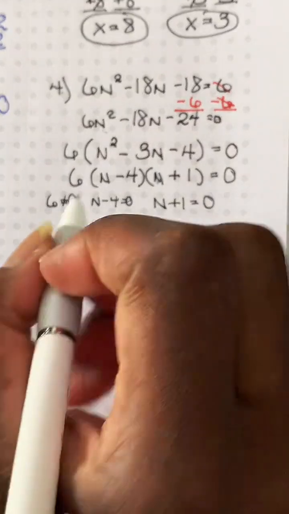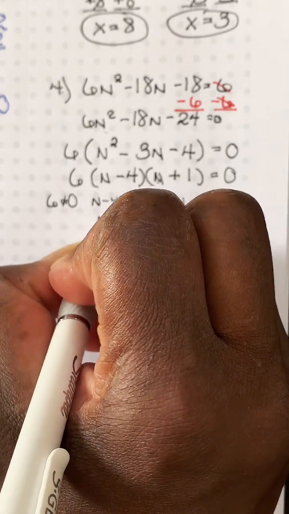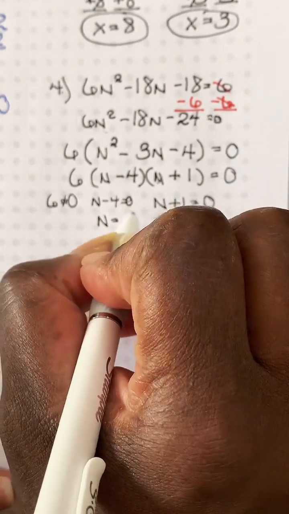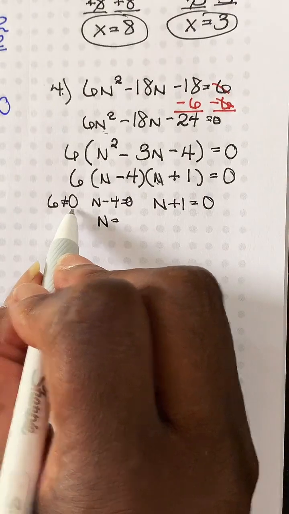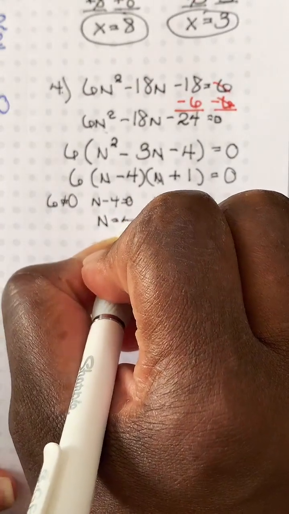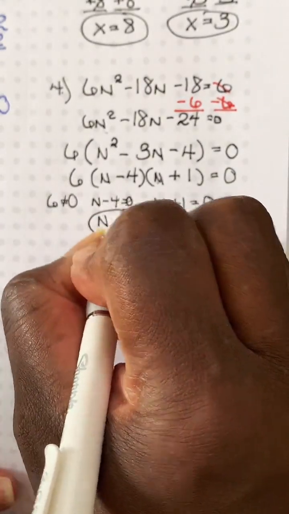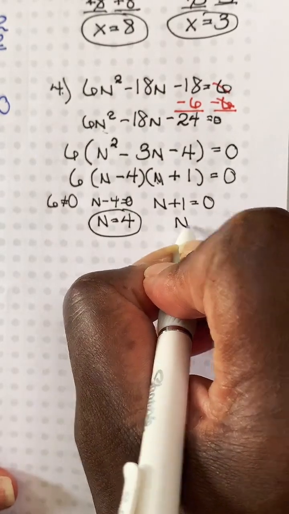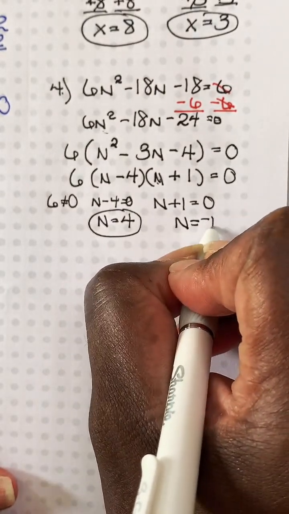So once you set everything equal to 0, you have your 6 cannot equal 0, so that's done. Then we have our n is equal to 4. Then here, our n will equal to -1.